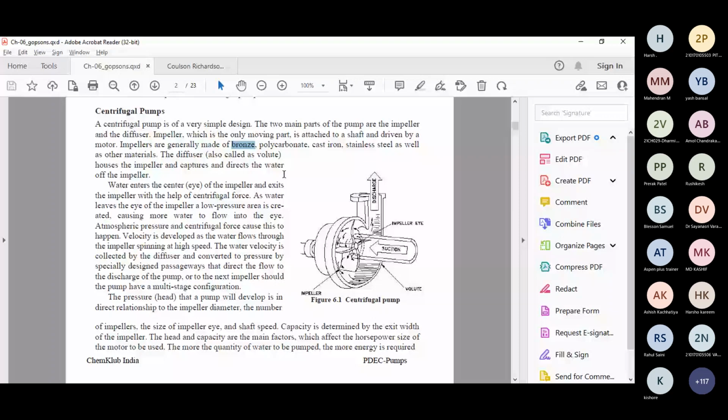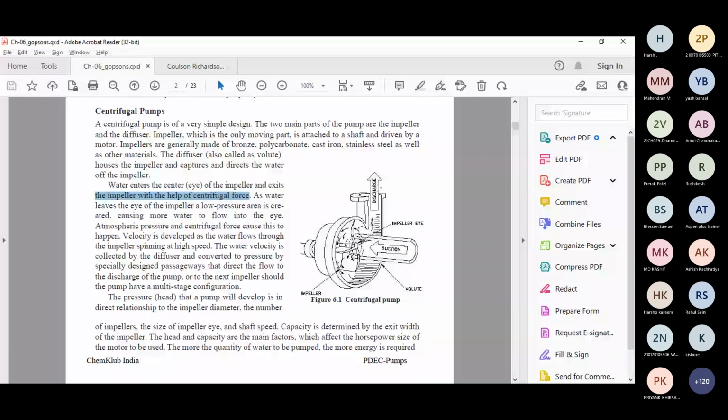Now what happens when the water enters the eye of the impeller? The eye of the impeller is nothing but the suction. The high speed of the impeller causes a little amount of vacuum in the pump suction line. That sucks the fluid, and as soon as the fluid is sucked, it is thrown outwards. So we are generating the centrifugal force. As the water is thrown to the periphery, it is discharged from the other end.